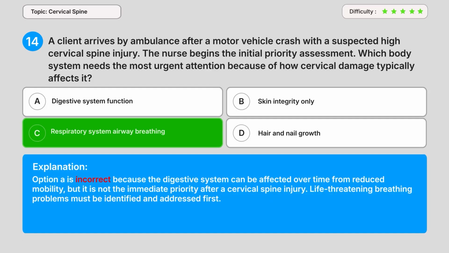Option A is incorrect because the digestive system can be affected over time from reduced mobility, but it is not the immediate priority after a cervical spine injury. Life-threatening breathing problems must be identified and addressed first.